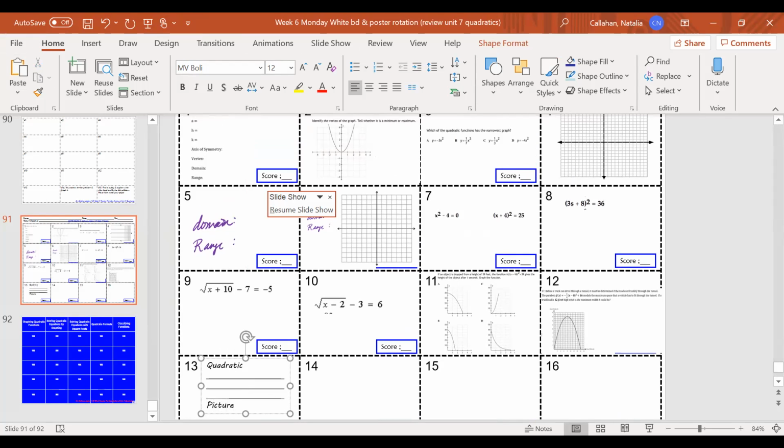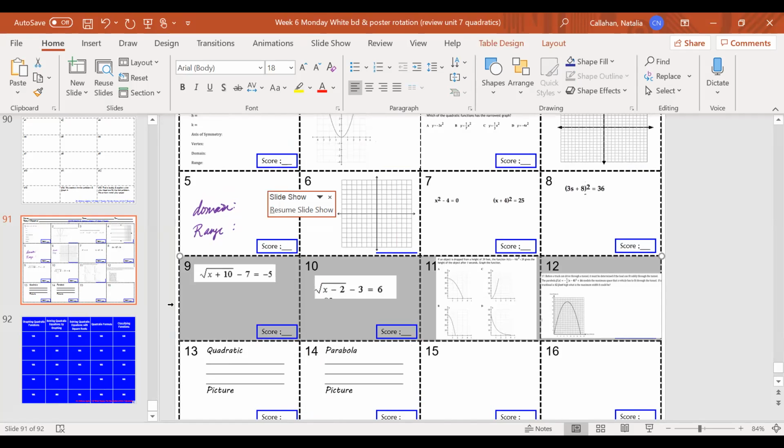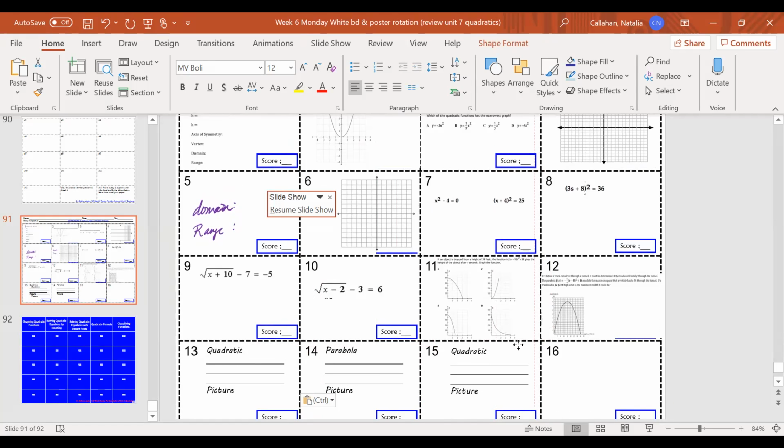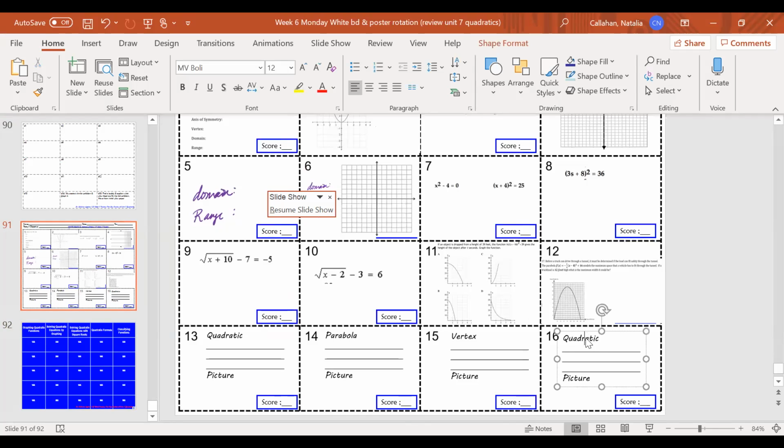And then draw me a picture. Okay, the next word we're going to be looking at is the word parabola. So Google the definition and then draw me a picture. Next one I want you to Google is the vocabulary word vertex. Google the definition and then draw me a picture. And then after that, Google the words square root and then draw me a picture.